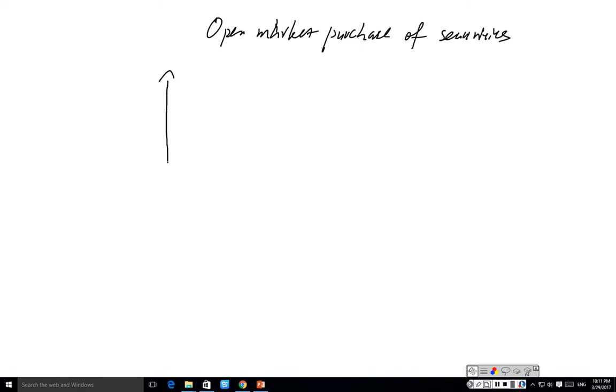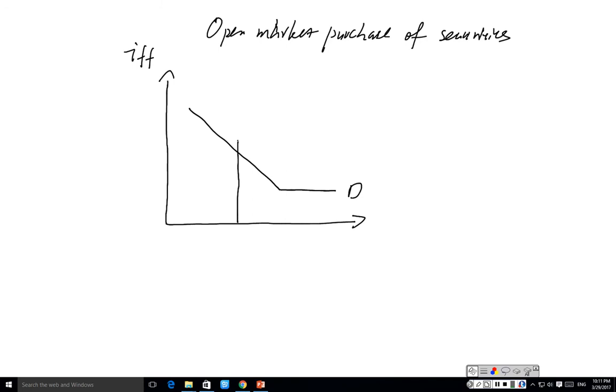So you have to draw the graph, the federal funds market. The demand curve for the reserve looks like this. And the supply curve for the reserve looks like this. And you can show initially the federal funds rate stays at this level, i_FF0.